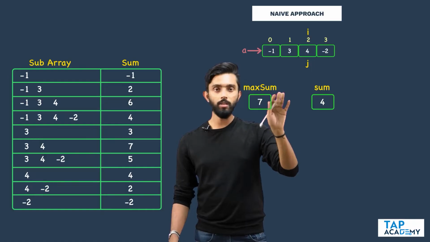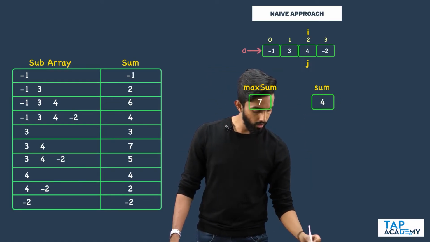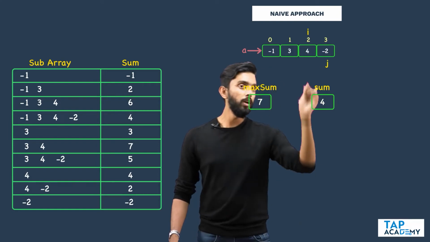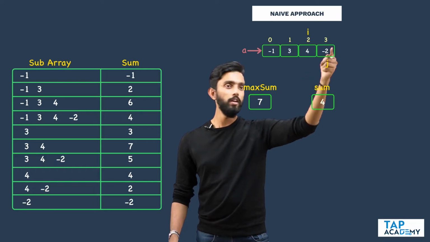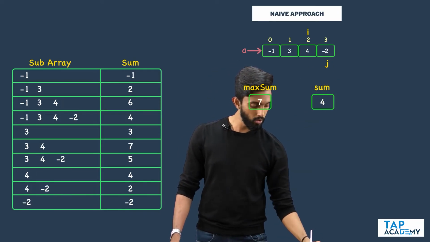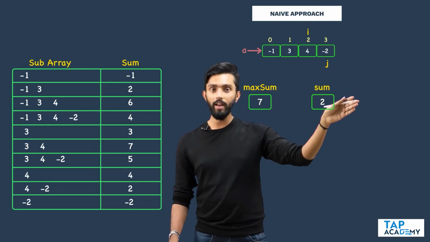Should I update maximum? No, because 7 is greater than 4. No need to change it. Next, what is going to happen is j will move forward. Now I want to find the 4 and -2 sum. All you have to do is add j value to sum. If I add j value to sum, 4 minus 2 is going to become 2. Should I update maximum? No, because it is still greater than sum.